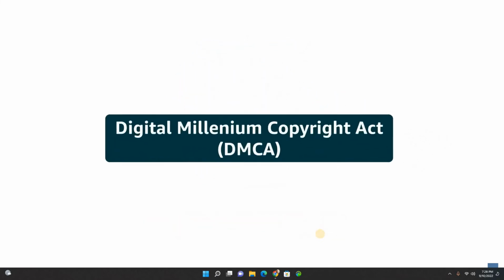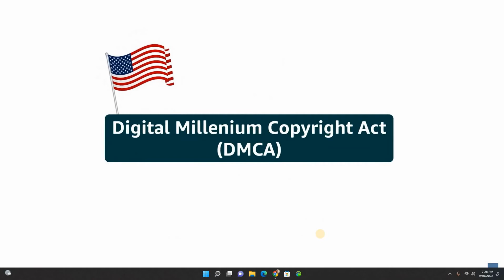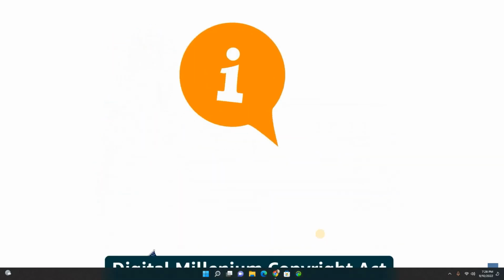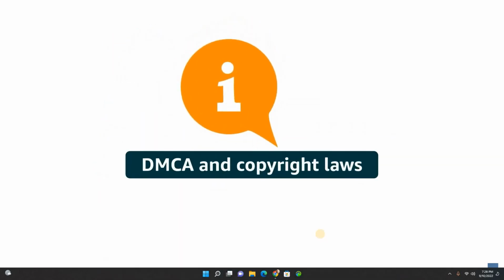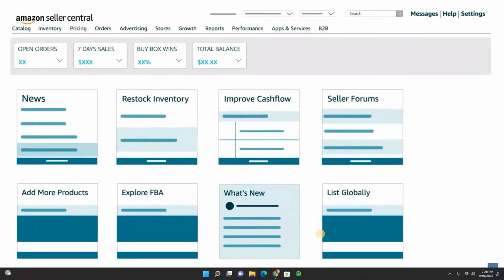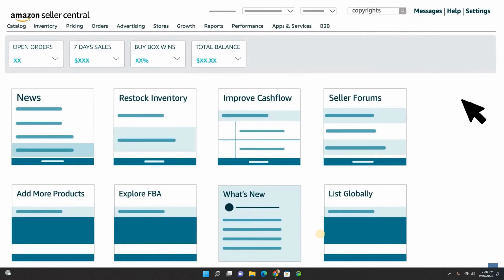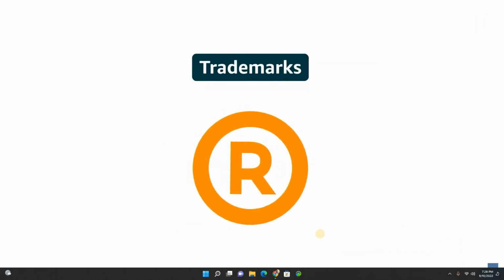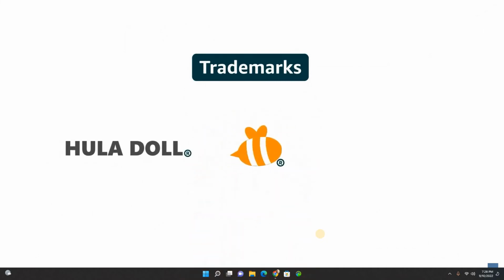For example, in the United States, the Digital Millennium Copyright Act, or DMCA of 1998, governs online copyrighted materials. For more information on the DMCA and other copyright laws, visit the U.S. Copyright Office website at www.copyright.gov. For resources in other countries, refer to the FAQ help pages within your Seller Central account for a specific country.